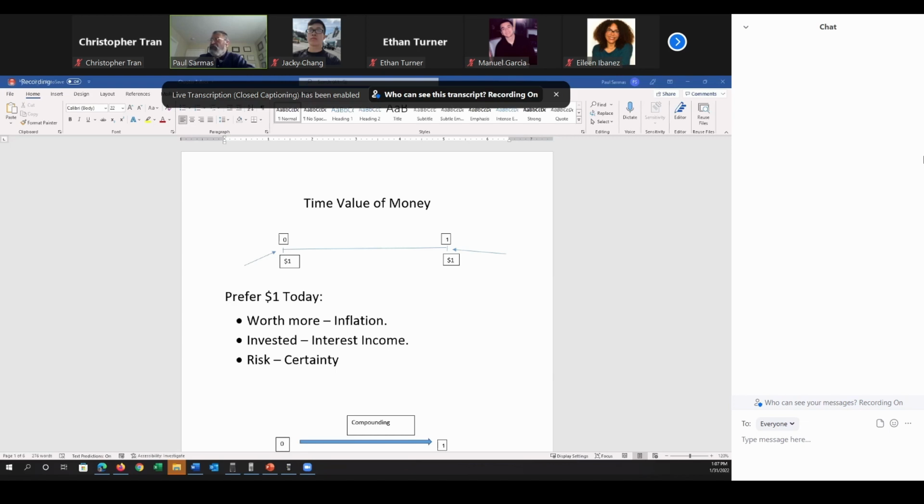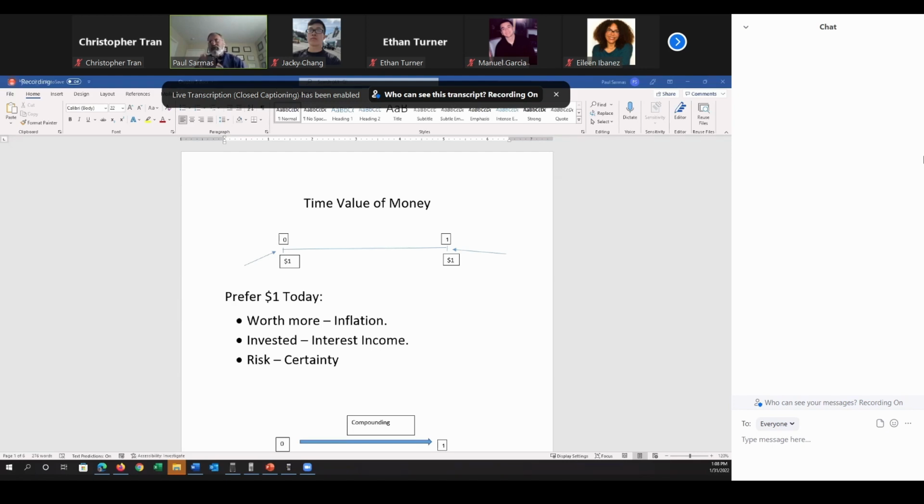Okay, what does that mean? That means if you notice that timeline on the screen, on top, I have two boxes, one indicating 0, the other one indicates 1. 0 stands for now, today. 1 indicates end of 1 year, end of 1 period. So the period can be 1 year, the period can be 1 month, the period can be 1 day. In most cases, in your homework assignment, the period is 1 year.